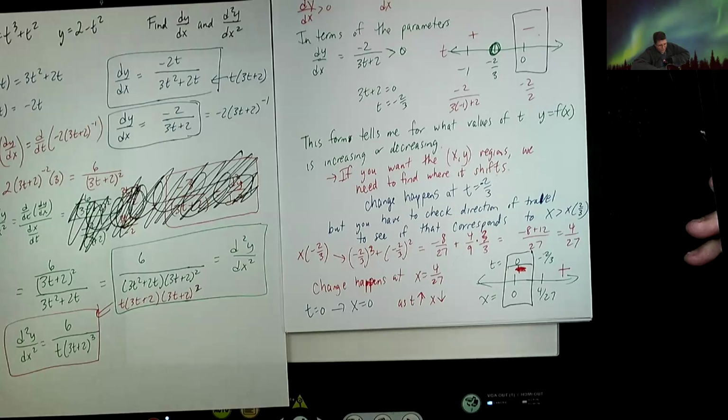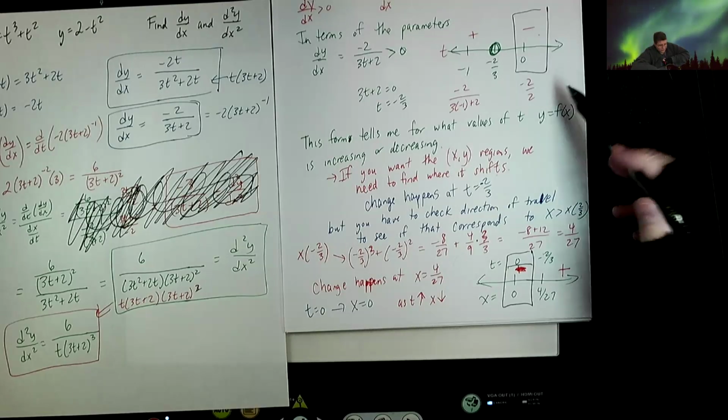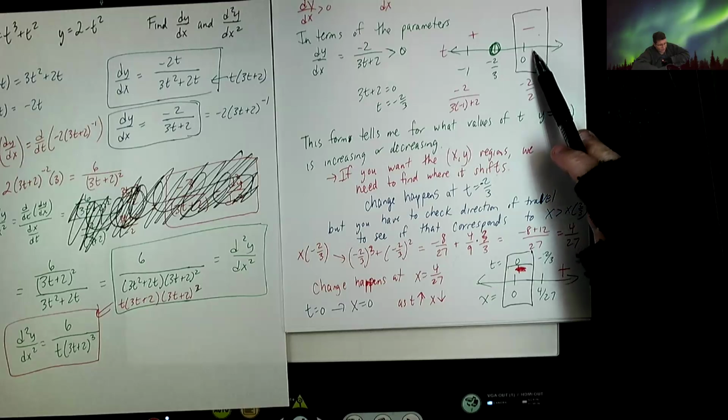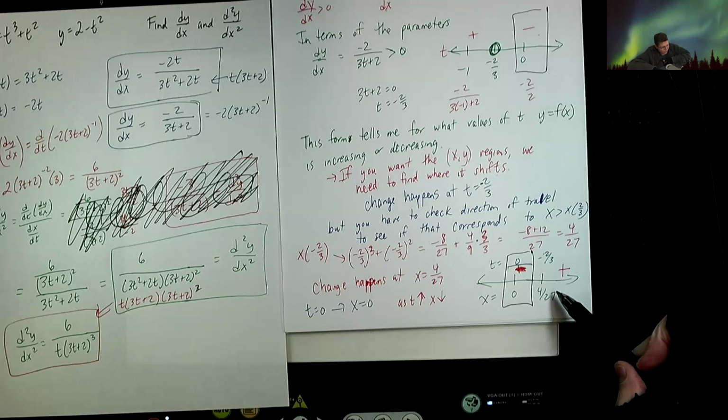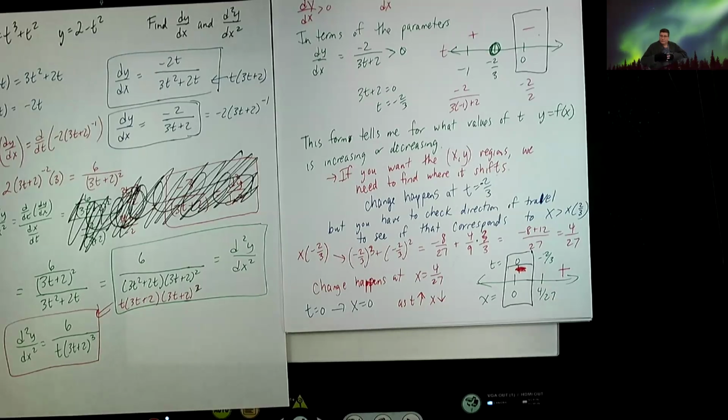So even though the slope is negative for time greater than negative 2/3, it actually flips when we're looking at the XY graph. Backwards. Does that make sense? That's like a complicated idea. I want to make sure that makes sense.